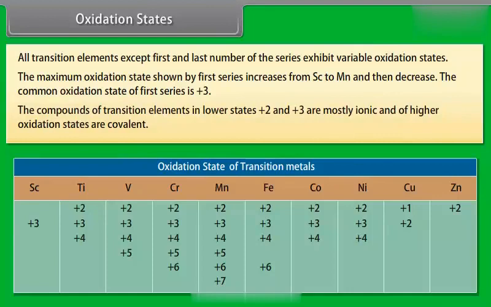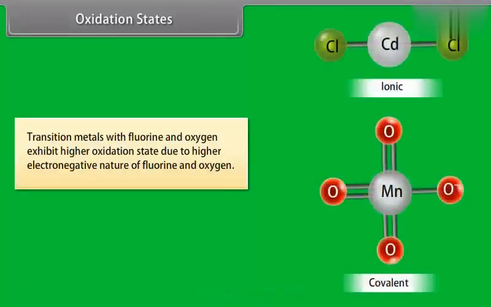The compounds of transition elements in lower states +2 and +3 are mostly ionic and of higher oxidation states are covalent. For example, ZnCl2 and CdCl2 are ionic in nature and Cr2O7^2- and MnO4^- are covalent in nature. Transition metals with fluorine and oxygen exhibit higher oxidation states due to the higher electronegative nature of fluorine and oxygen.